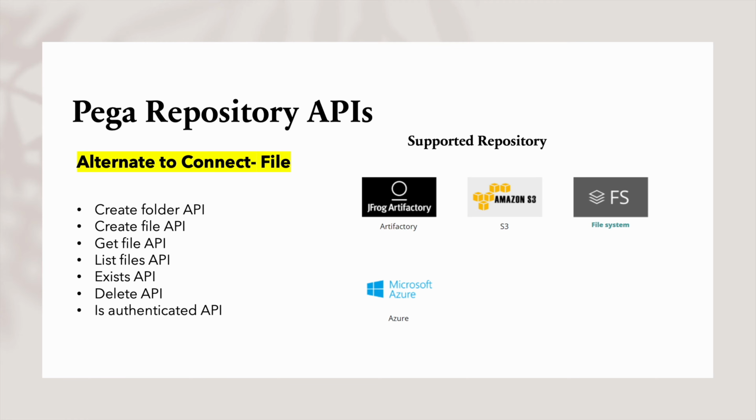In this class I'll be using the file system only, but through a repository. I'll be creating a repository rule, and I'll show you how we can create a repository rule and connect to the folder. Earlier in the connect file rule we used to give the locations, so instead of the connect file rule we'll give that same location in the file system. If you're going on cloud, depending on your organization, you can use JFrog, S3, or Azure as well. So let's go ahead and check in Pega.